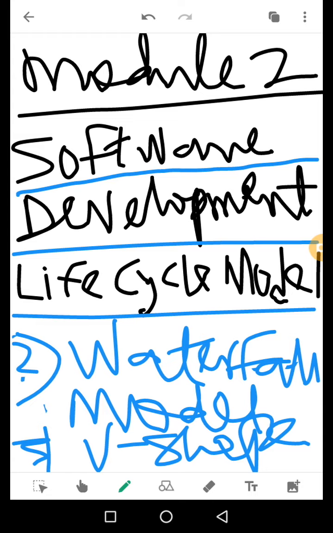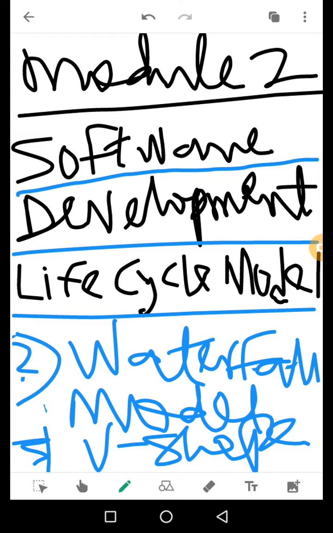Each phase has specific deliverables. Number 3, higher chance of success over the waterfall model due to the development of test plans early on during the life cycle. That is, development test plans have been created early on during the life cycle. Are you getting it now? Then number 4, it works well for small projects where requirements are easily understood.